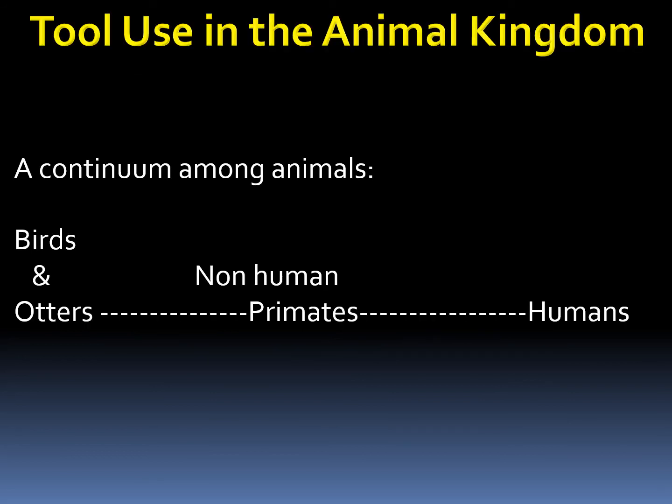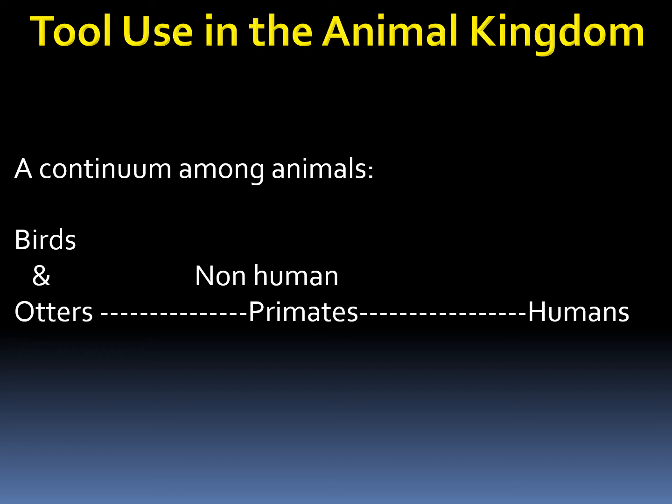If we look at tool use in the animal kingdom, there's actually a continuum among animals. We see very rudimentary tool use occurring amongst birds and otters. We see certain bird species that will use cactus needles to poke a hole in the side of a cactus to get at water or grubs. We also see otters that will use rocks to crack open clam and mollusk shells.